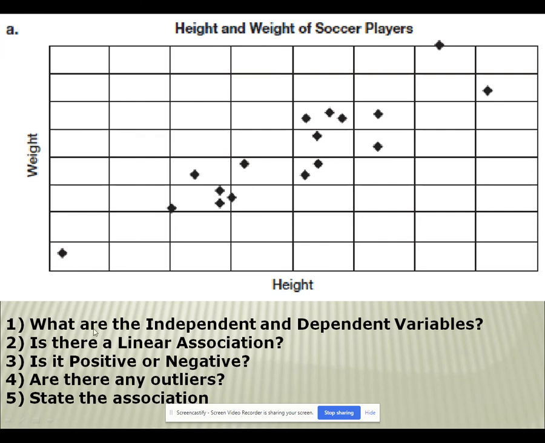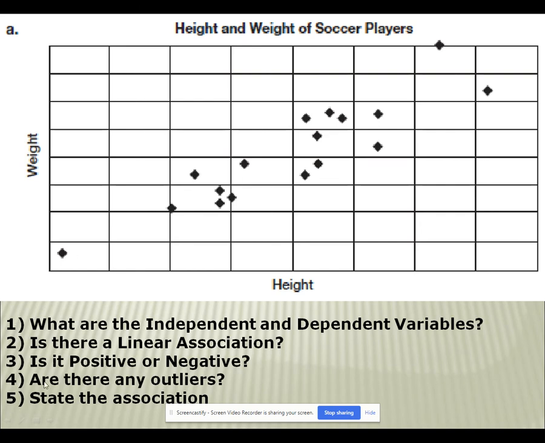So number one, what are the independent and dependent variables? So you need to type in question A, number one, and then put the independent is what? Which one of these is the independent variable? Which one is the dependent variable? All right. And then number two, is there a linear association? Yes or no? Number three, if this is yes, then you answer these questions. Remember, if this is no, then you stop. So if it's yes, then you go to number three, is this positive or negative?